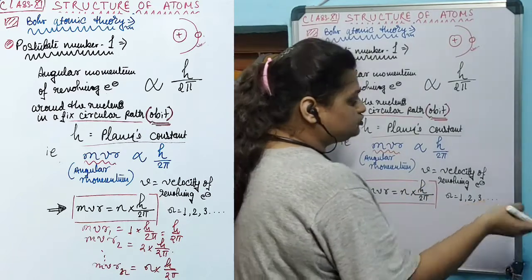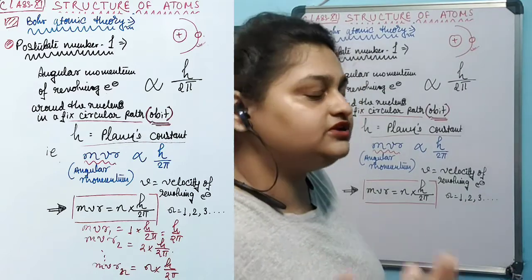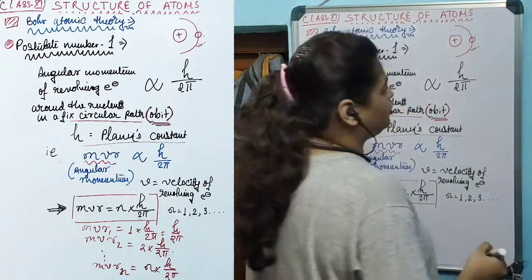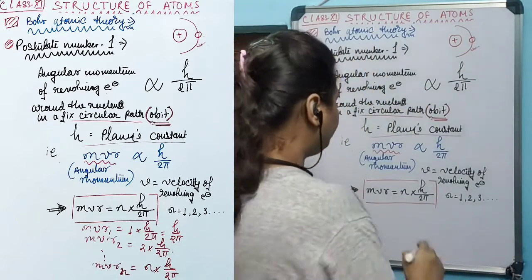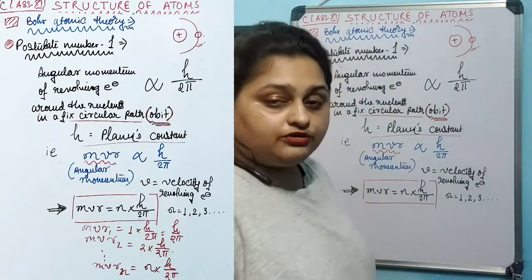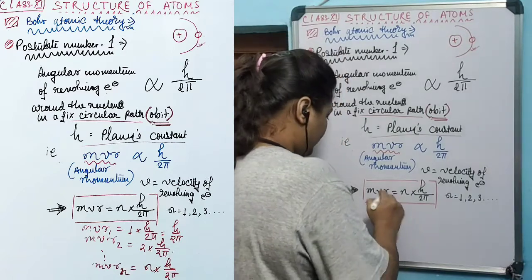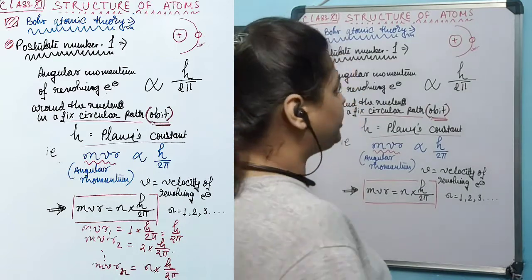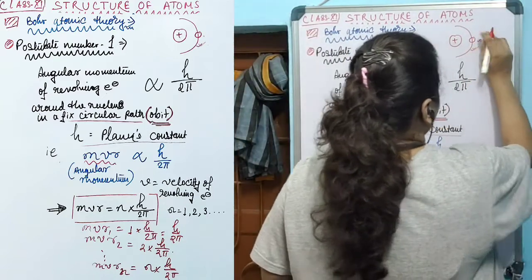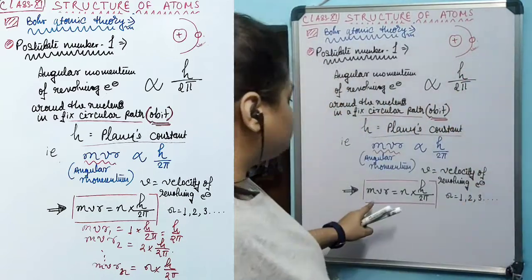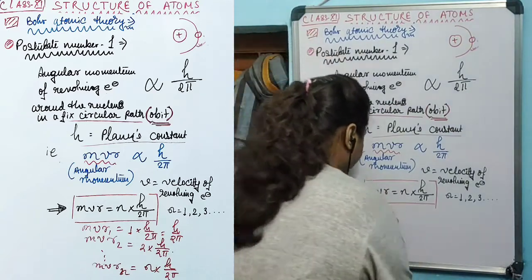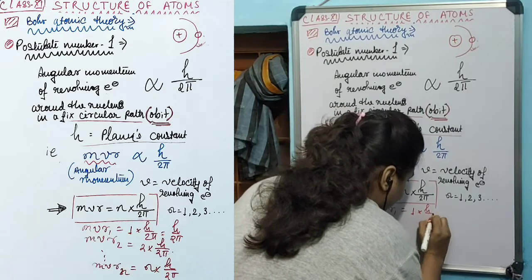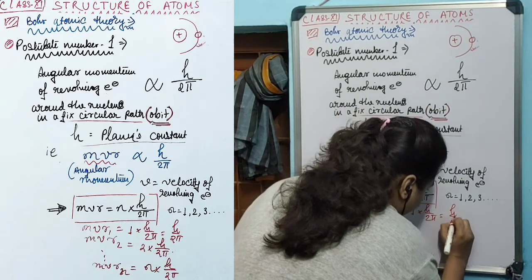By putting 1, 2 or 3, you can get the angular momentum in the revolving circular orbit. Like in the first circular orbit, n is 1. So by putting the value n equals to 1 in this expression, you can find out the angular momentum associated with the revolution of the electron in the first orbit to be mvr1 equals 1 multiplied by h by 2 pi, that is h by 2 pi.